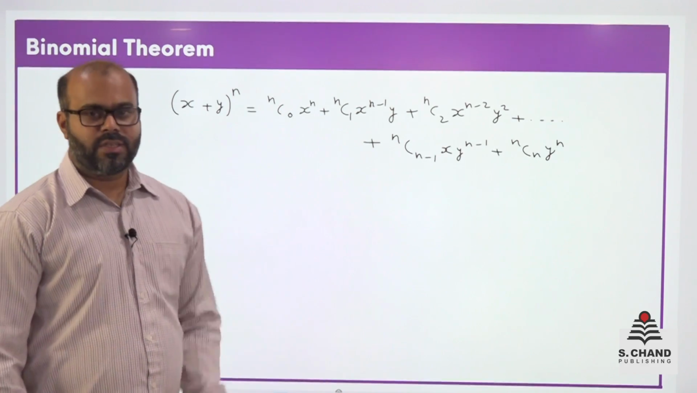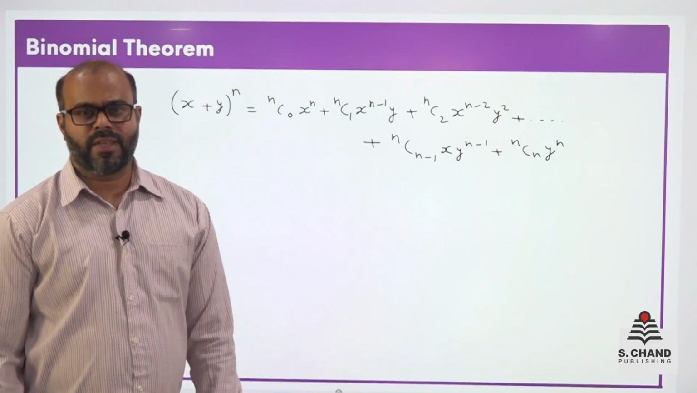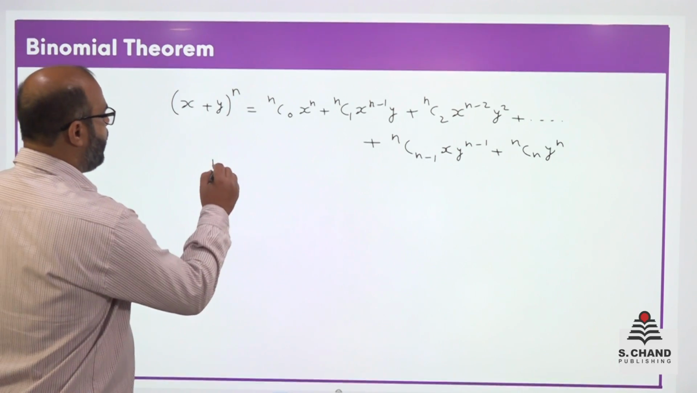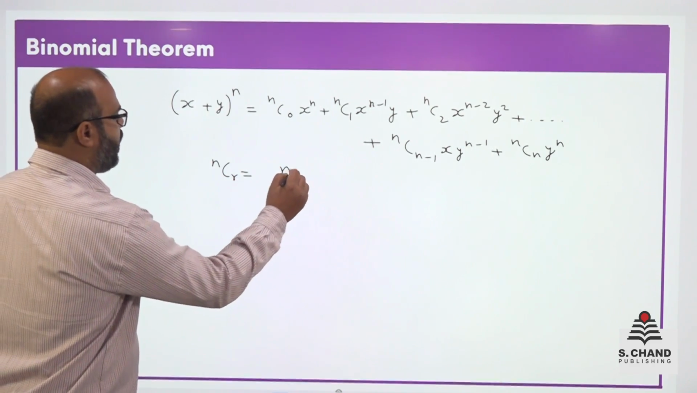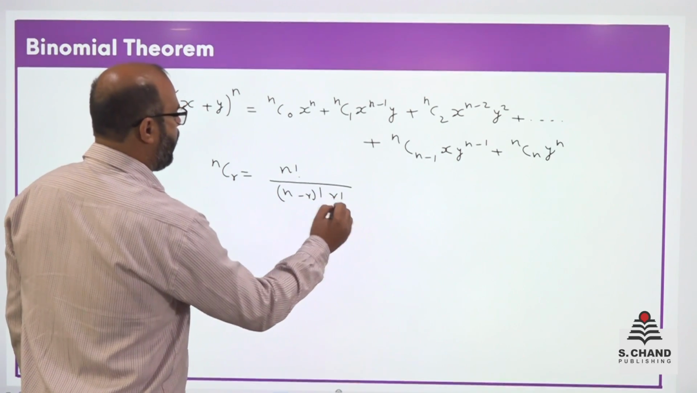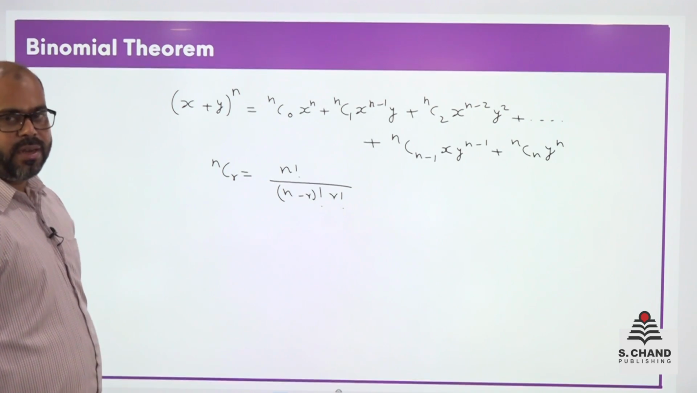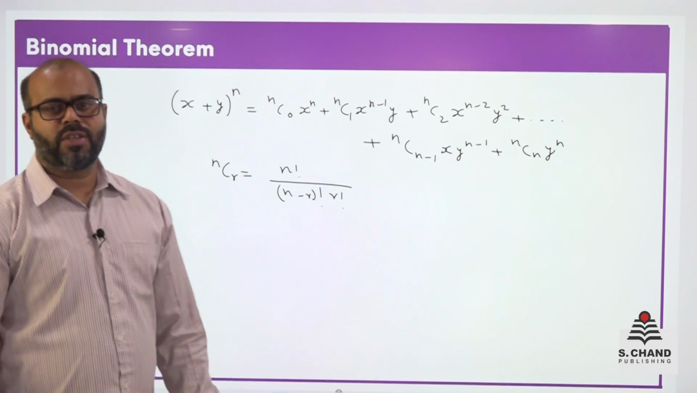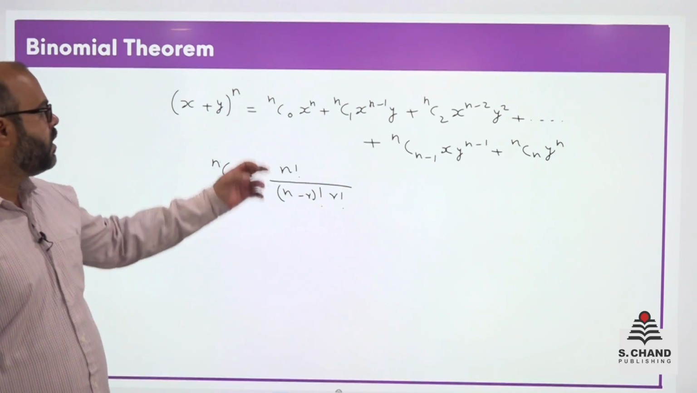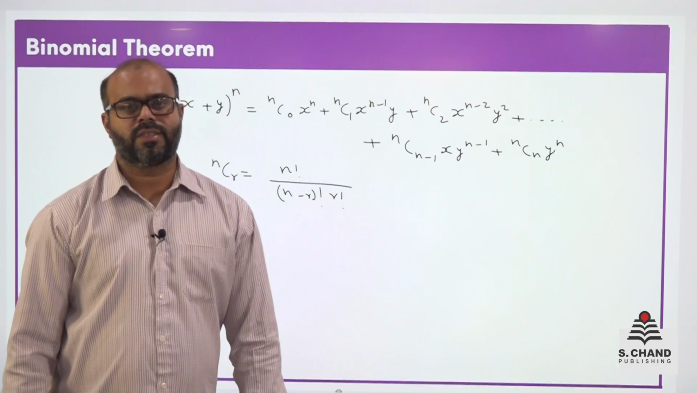What are nC0, nC1, nC2? We already did this in permutation and combination, what they stand for. In general, any nCr stands for n factorial upon (n minus r) factorial into r factorial. Further, is there some observation here? Yes, there is an observation about the binomial coefficients. These are the binomial coefficients nC0, nC1, nC2 till nCn.